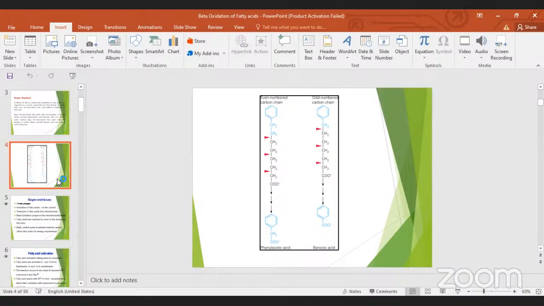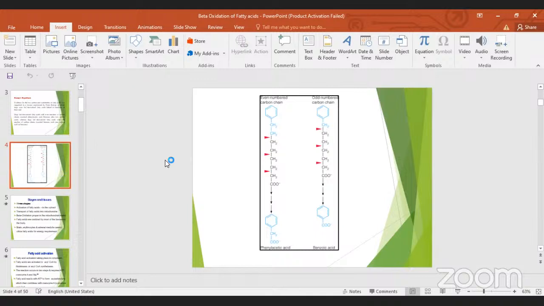Reoxidation of FADH2 and NADH2 by the electron transport chain will yield 2 and 3 ATP molecules respectively. Thus, each turn of beta oxidation generates 5 ATP molecules. However, in the first turn, there is consumption of 1 ATP in the first step. Hence, in this turn, there will be a net gain of 4 ATP molecules.